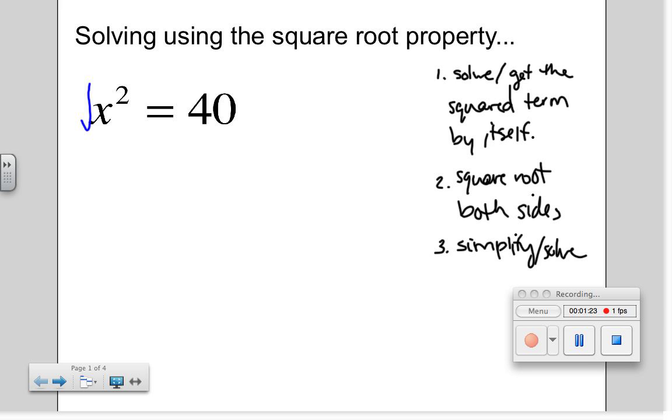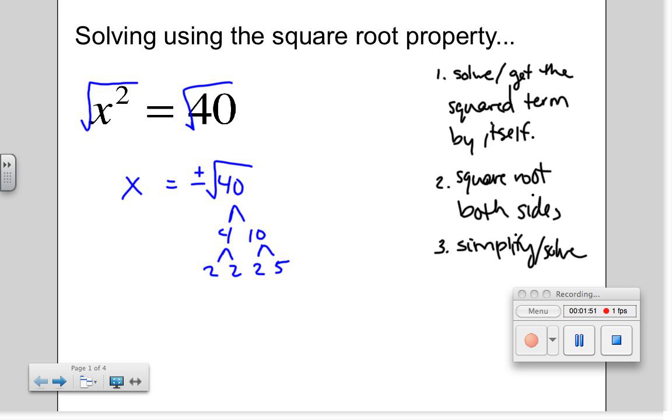I've got x squared, square root both sides. Remember, when you square root something that's already squared, you can have two possible answers. You can have the positive or the negative square root of 40. 40 can be broken down into 4 and 10, and 4 into 2 and 2. Since 10 is 2 and 5, we have one set of twins. They come out, so we end up with x equals plus or minus 2 square roots of 10, and that's our x value.